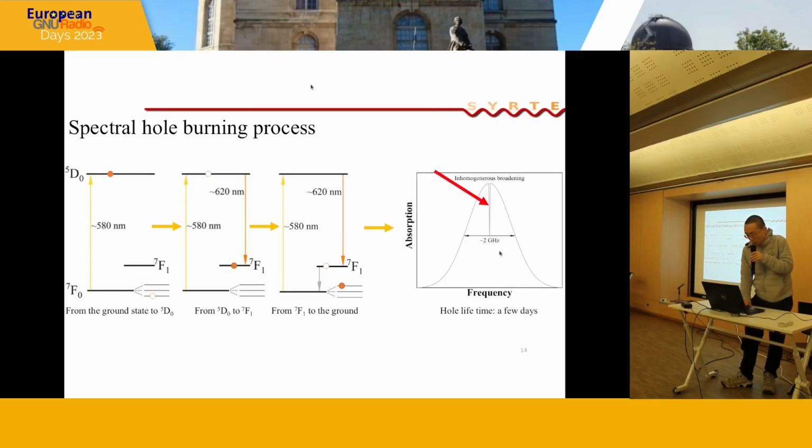So we can get a sunken region in the absorption band, which looks like this. This sunken region is called a spectrum hole. The lifetime of the spectrum hole is a few days. That makes it possible to use this as a relatively stable frequency reference.